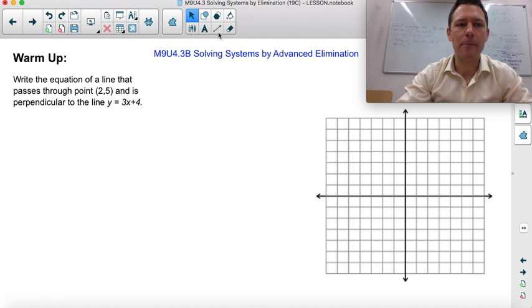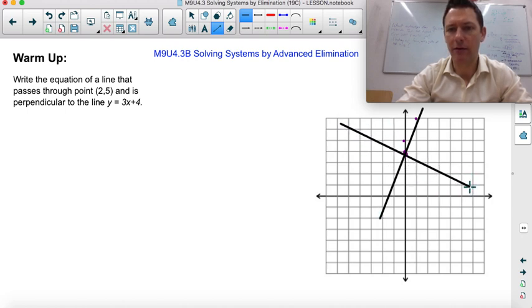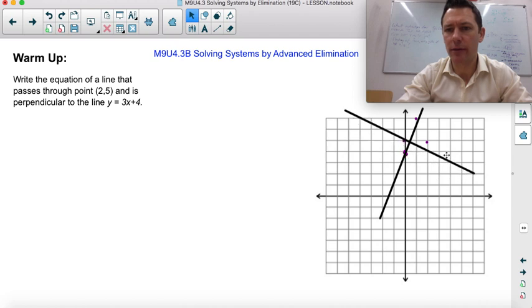Adorable. So this line 3x plus 4 looks like this. 1, 2, 3, 4 is there, rises 3 and runs 1. So this is the line that we want to be perpendicular to. So we want something that looks like that, right? But we want it to go through 2, 5. 1, 2, 1, 2, 3, 4, 5, somewhere like that. So this line should go through there.